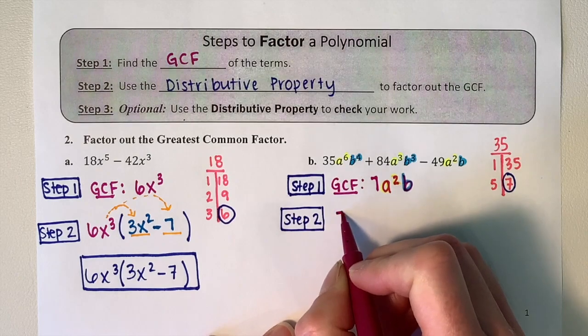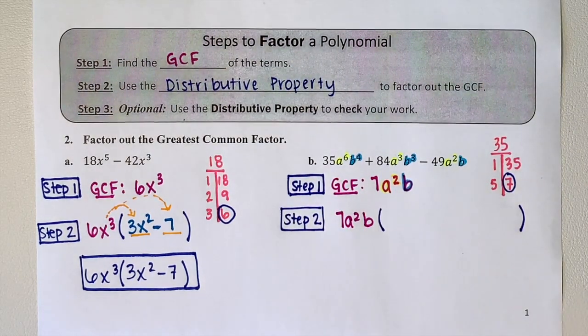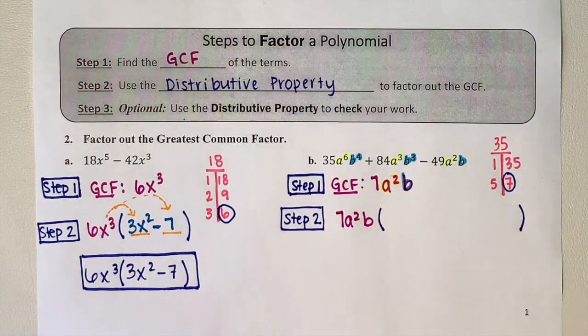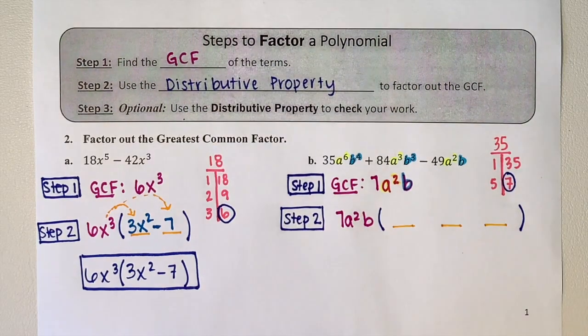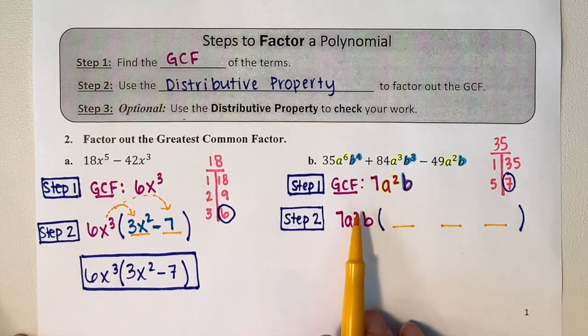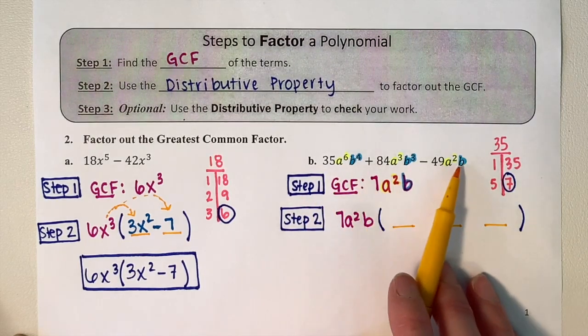So we start by writing the greatest common factor, 7a squared b, and then we draw our parentheses. Since the original expression had 1, 2, 3 terms, that means we need to put 3 terms inside of our parentheses. Now we need to imagine, what do we need to put in these 3 spaces so that when we distribute the 7a squared b, we get our original problem?